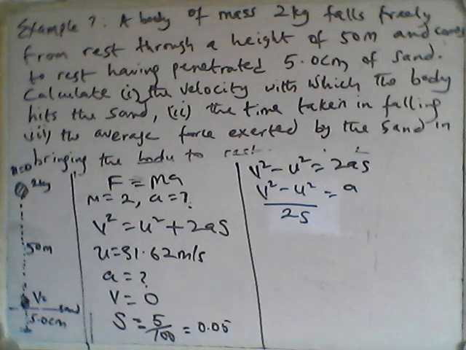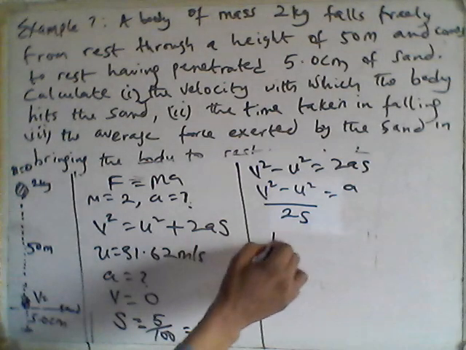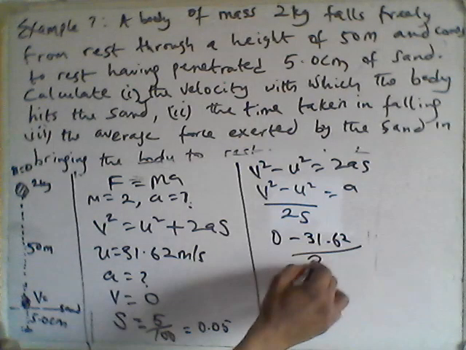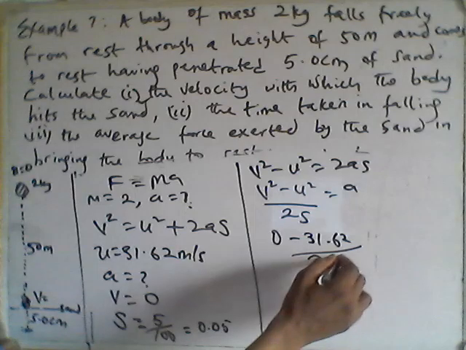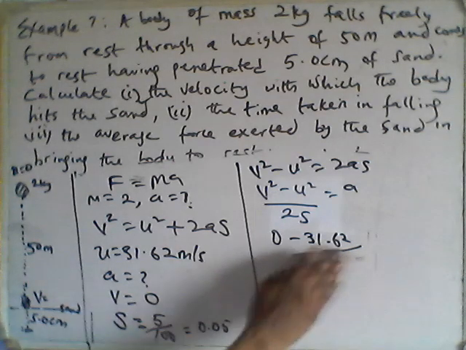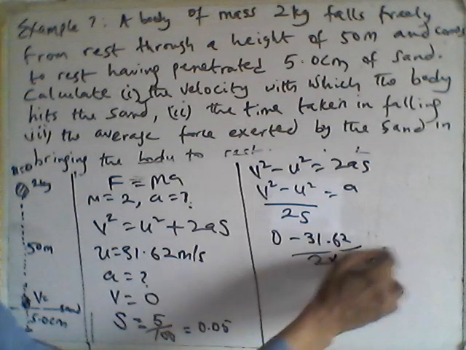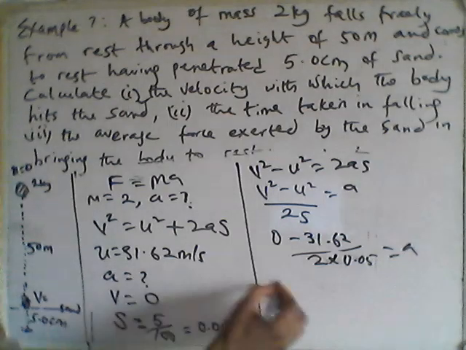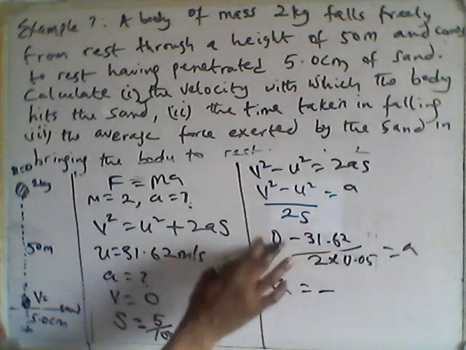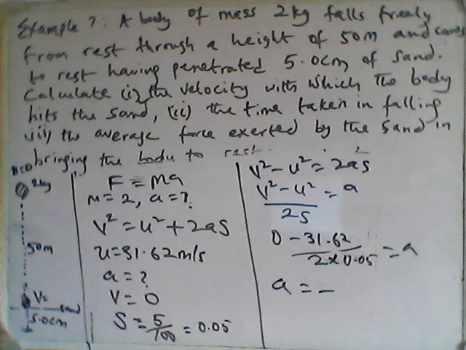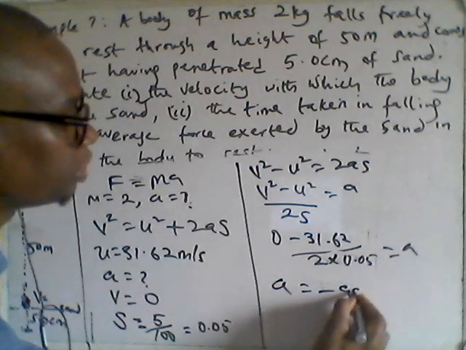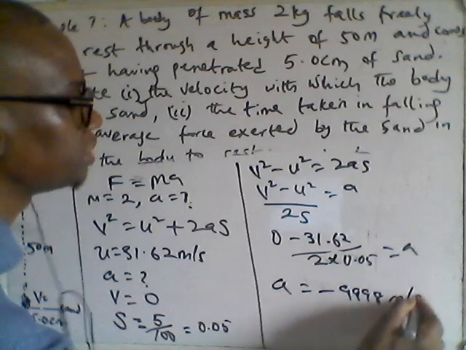Final velocity we have as 0. Initial velocity we have as 31.62. All over 2 times S, which is 0.05, is equal to A. So this way we can calculate it and get A as minus 9998 meters per second squared.